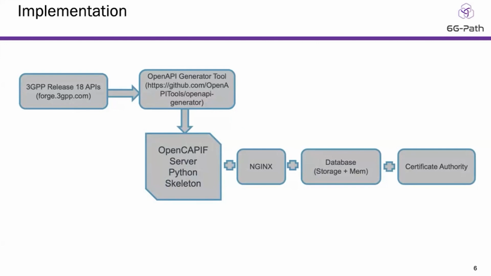We take the 3GPP release 18 APIs. We use an OpenAPI generator tool, which translates the definition in Swagger to services developed in Python. After that, we include the logic. This tool only provides the skeleton of the service with the endpoints and the data types. And for the implementation, we also add Nginx, the database, and a certificate authority.